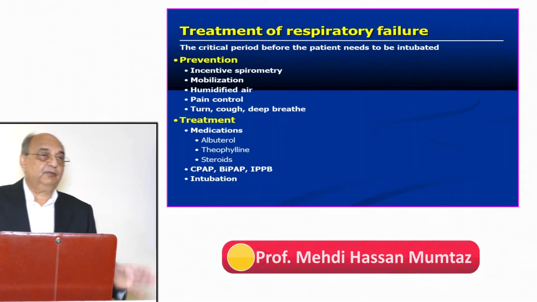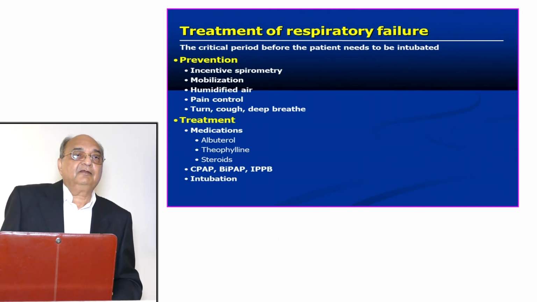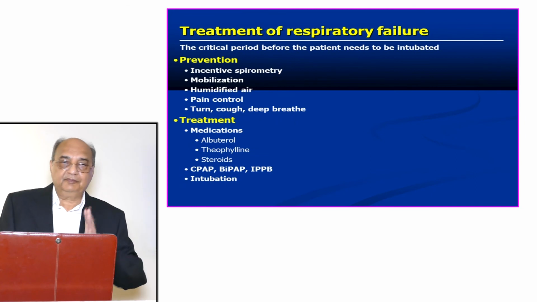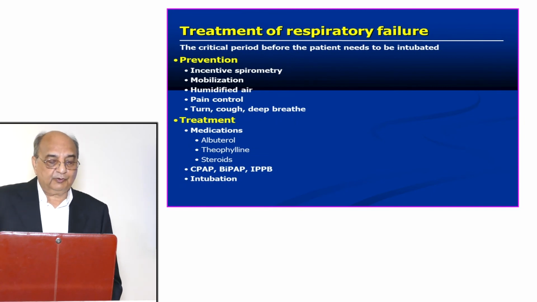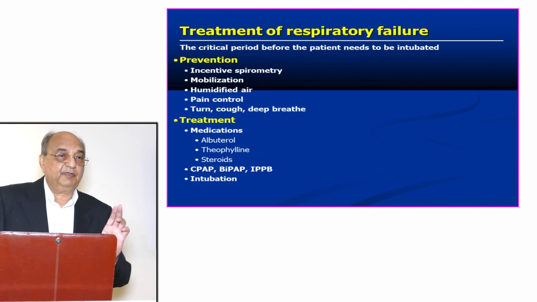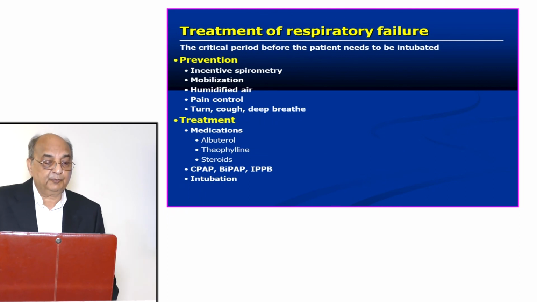Now, respiratory failure, we have gone through it. Respiratory failure is of two types, type 1 and type 2, and then going to ARDS like this. But for prevention, when the patient goes into a respiratory problem, we put them on incentive spirometry.